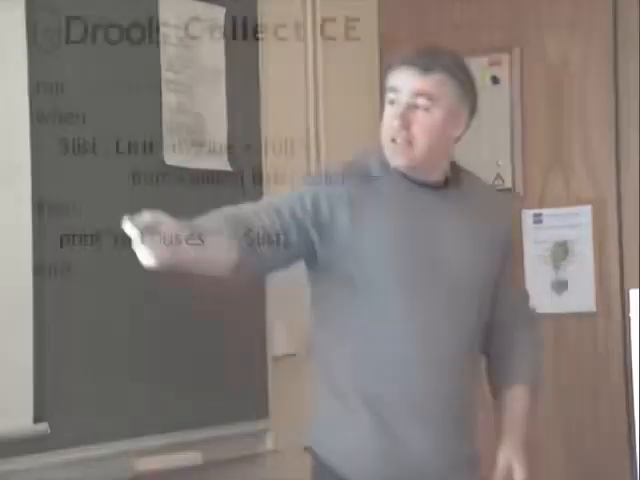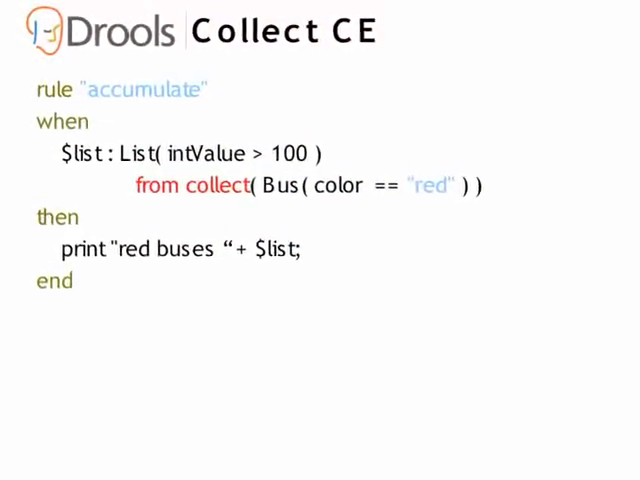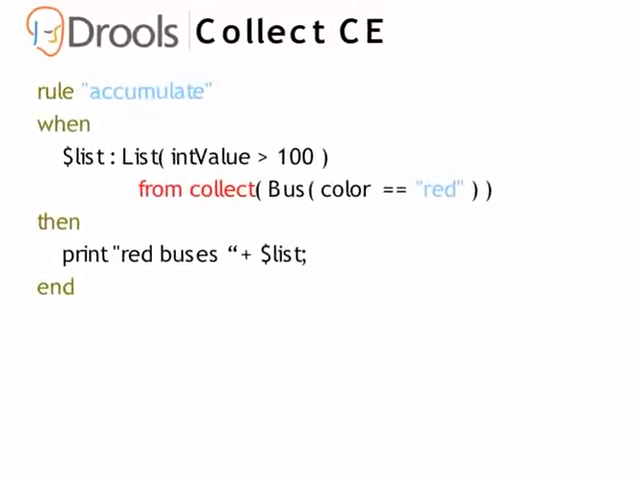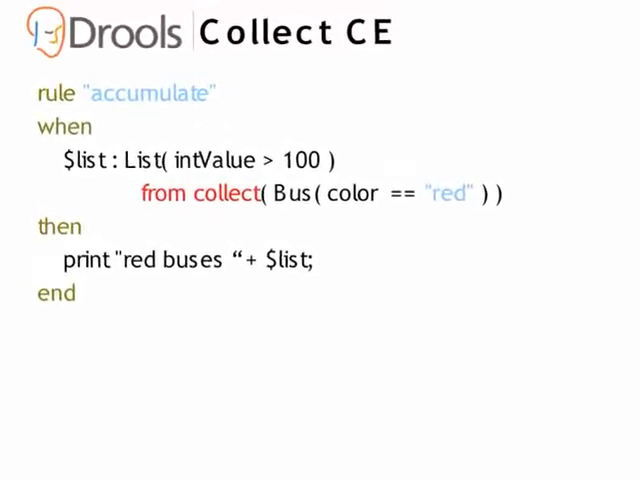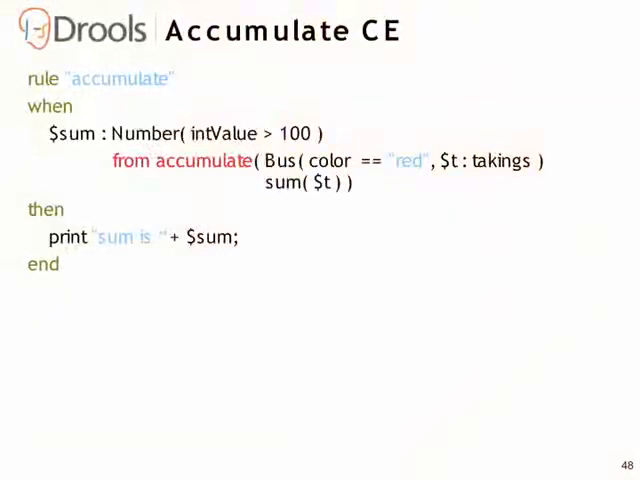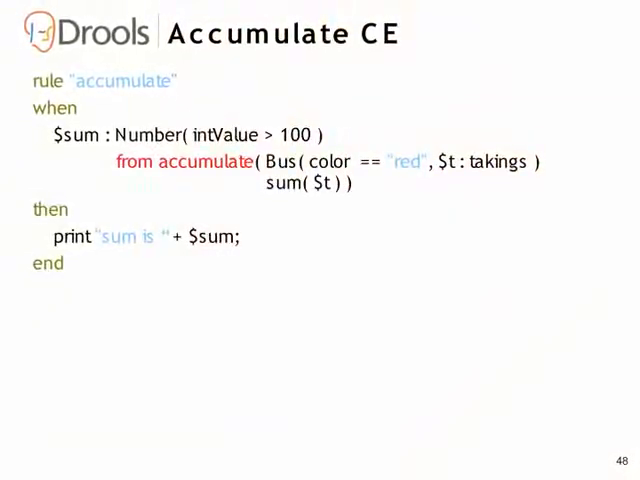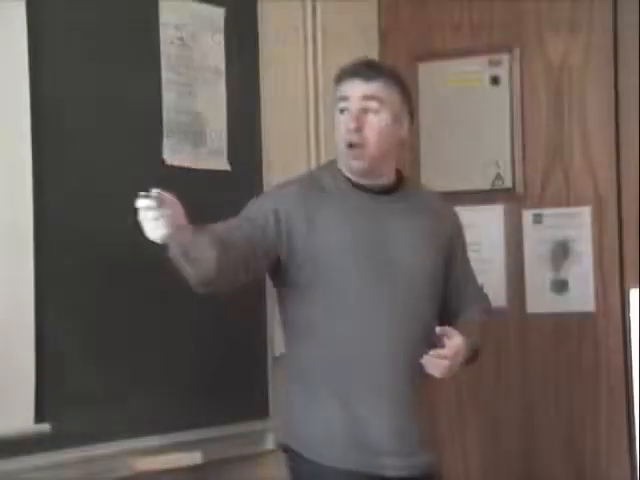More powerful still, this is collect. Collect will collect everything it can find based upon the pattern you give it. So here I'm saying collect on my red buses. It returns a list. You can then evaluate the size of that list. We have accumulate. Accumulate allows you to do aggregation. This is fully pluggable. We come out with sum, average, total. Total is the same as sum. So we have a number of these, but these are fully pluggable.